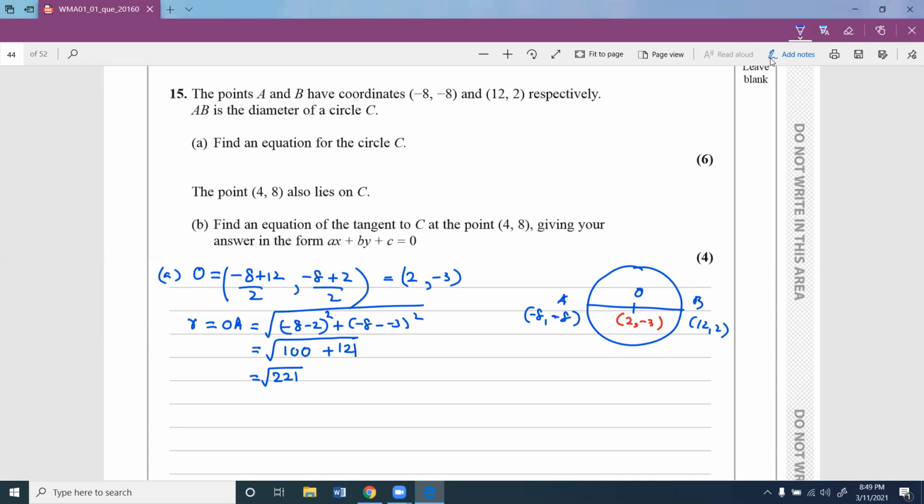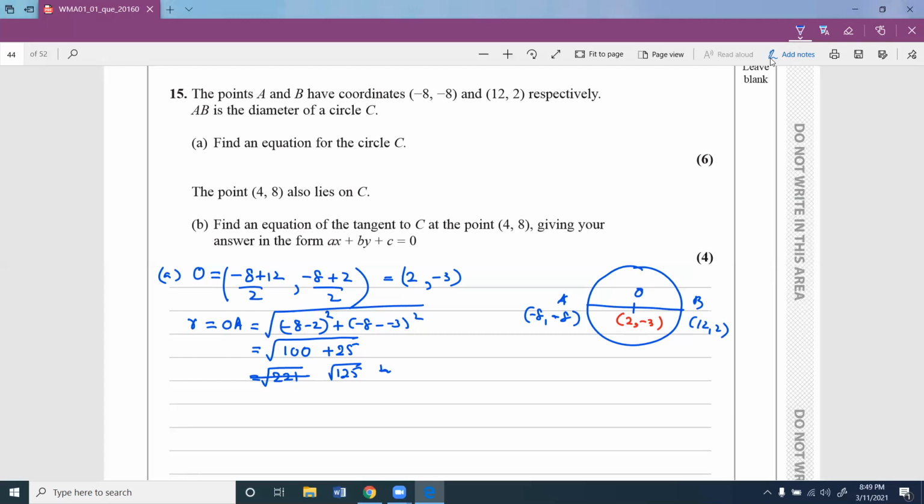Just let me see this. Have I done any mistake with that? Sorry, the mistake is here. Over here, minus 8 minus minus 3 is minus 5, so it's 25. So this is the square root of 125. You just keep this, no need for simplifying.